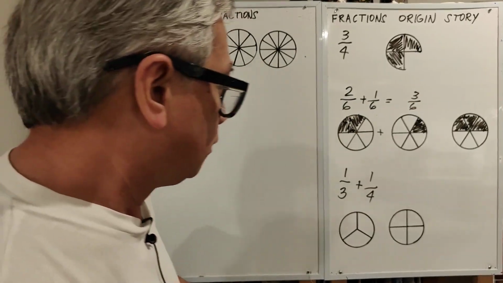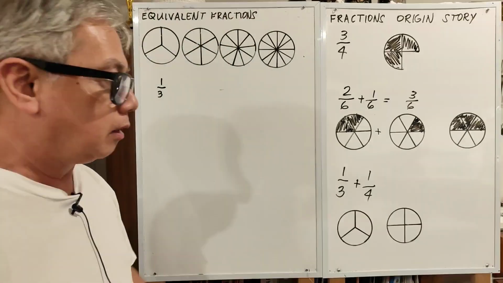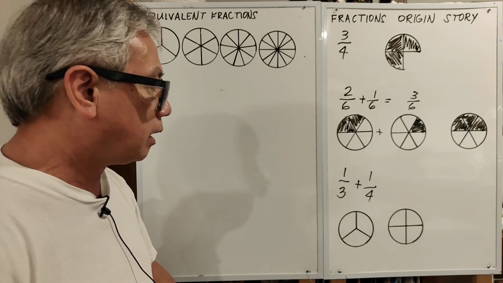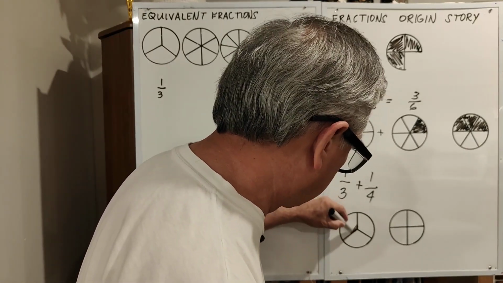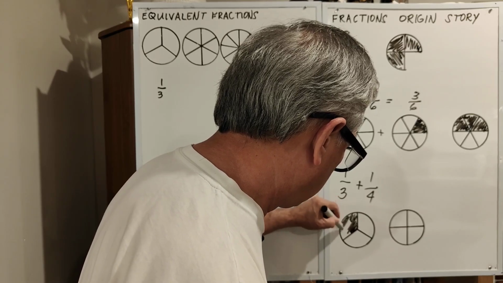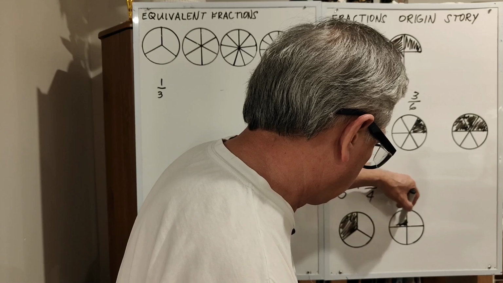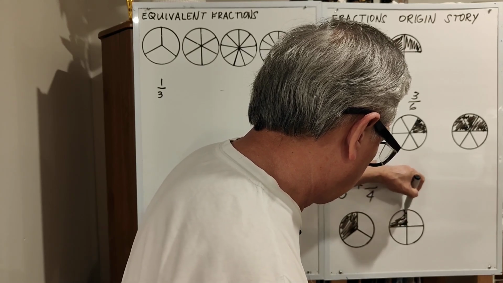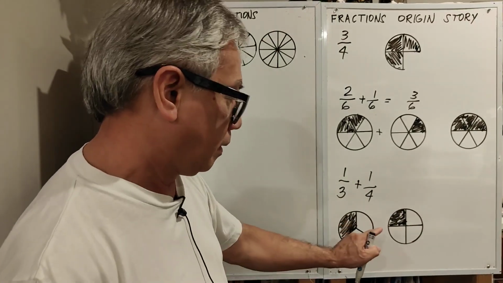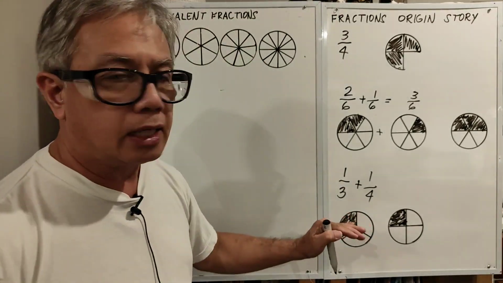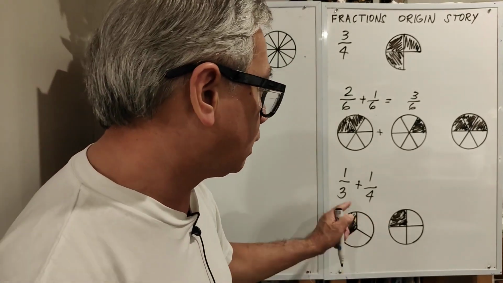But when you add fractions that have different denominators, it's complicated, because let's say 1/3. This is 1/3. 1/4 would be this. So if you will notice, they don't have the same amount of slices. This is slightly bigger than this one, so you cannot add them directly.